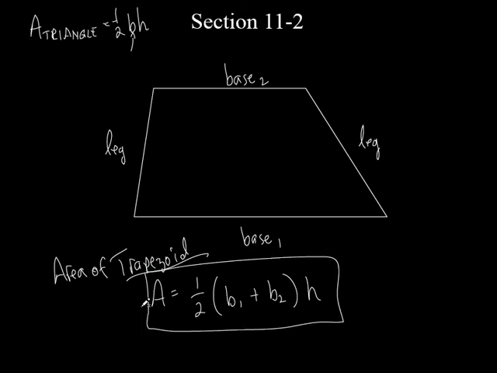It's really very, very close to the area of just a regular triangle, except a triangle has one base and a trapezoid has how many? 2 bases. What do you do with those 2 bases? Just add them up. And if you can remember that, you can remember the area of a trapezoid. I think it's a nice, easy way to remember it.